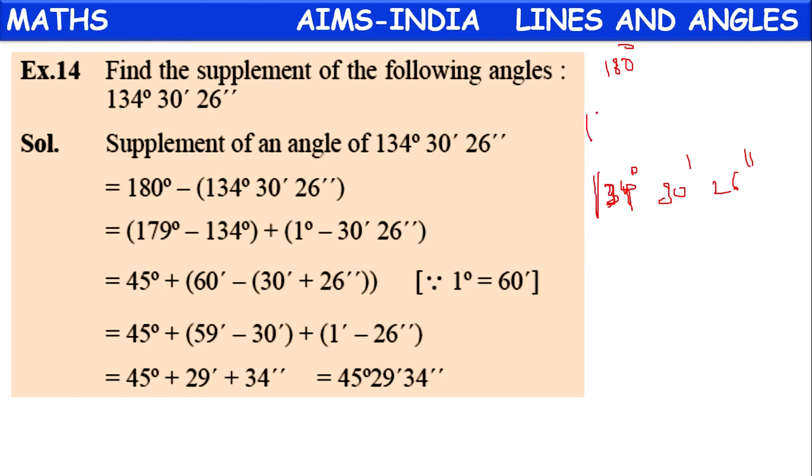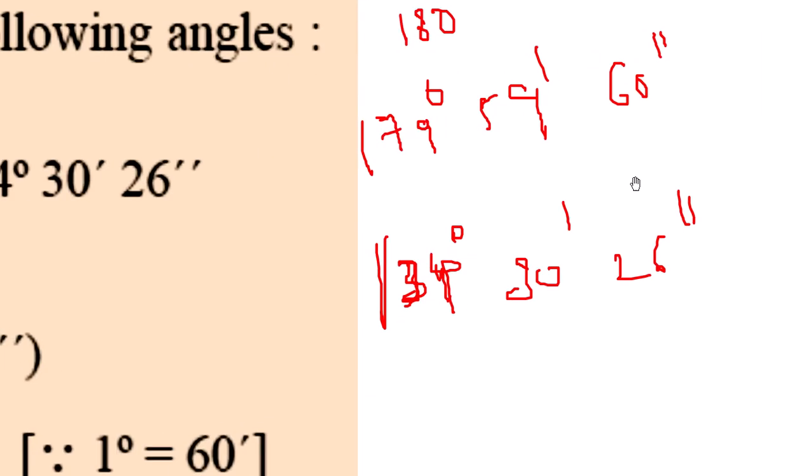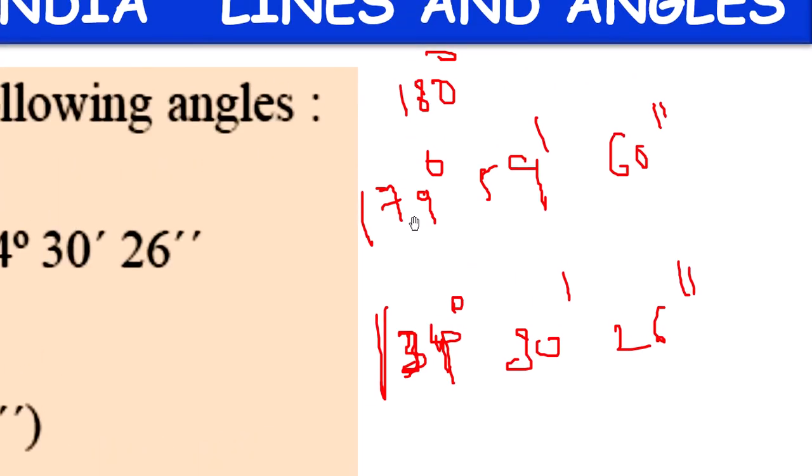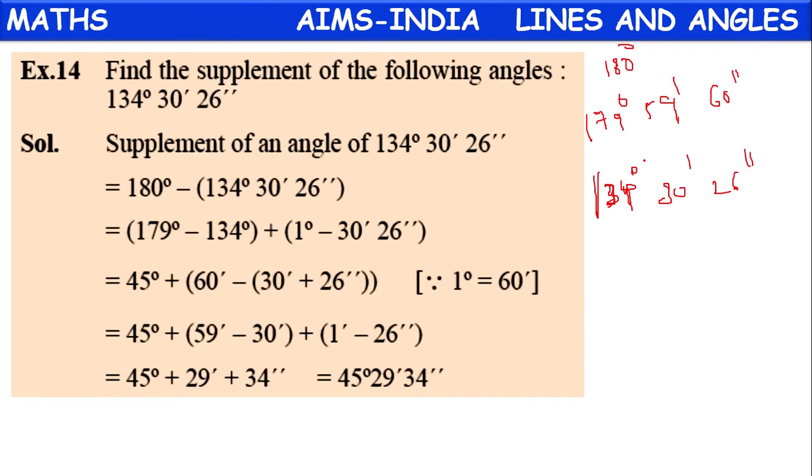What you can do? 179 degrees plus 59 minutes plus 60 seconds. Like this we can write. So 180 degrees, you can write it as 179 degrees plus 1 degree actually. 1 degree again is 59 minutes, 60 seconds. It can be written like that.